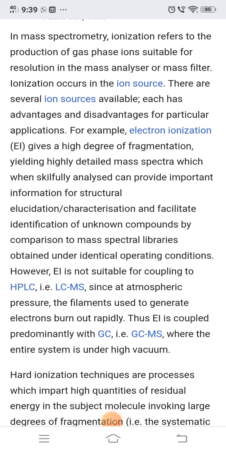For example, electron ionization gives a high degree of fragmentation, yielding highly detailed mass spectra, which when skillfully analyzed can provide important information for structural elucidation or characterization and facilitate identification of unknown compounds by comparison to mass spectral libraries obtained under identical operating conditions.